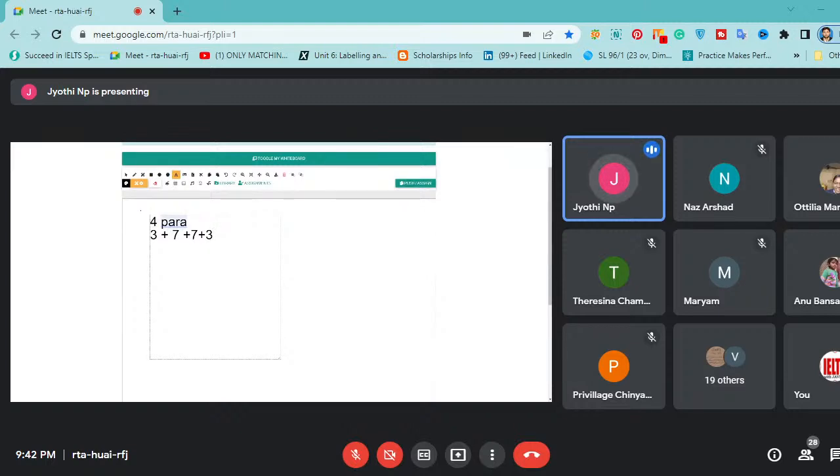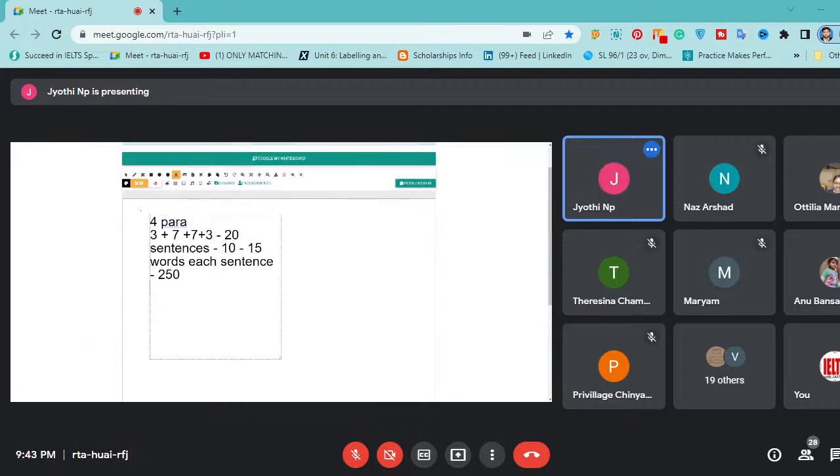So totally, it will be approximately around 20 sentences with 10 to 15 words each sentence, and that makes up your 250 words. Do you all understand?